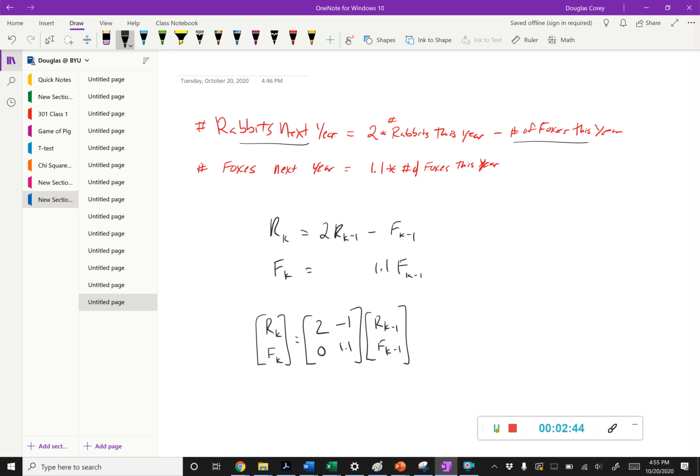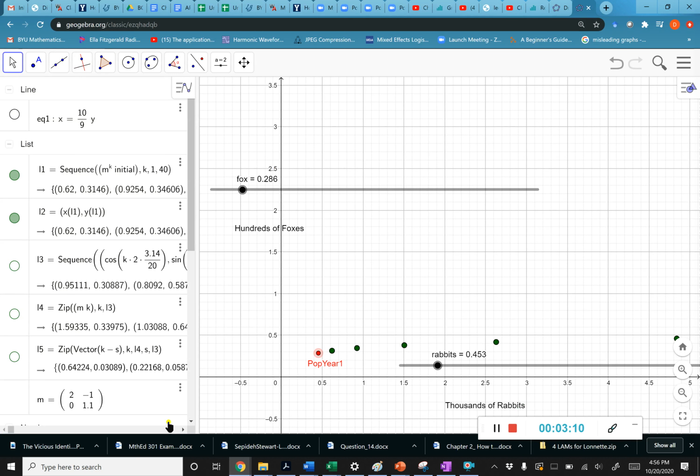And what I did was I set up a GeoGebra sketch that helps us see what happens over time. So I can start with an initial population, multiply it by this matrix to figure out the next year's, but then I can multiply next year's by this same matrix to figure out what the next year's would be, and the year after that, and the year after that. So let's go to the GeoGebra one. So here's the GeoGebra setup.